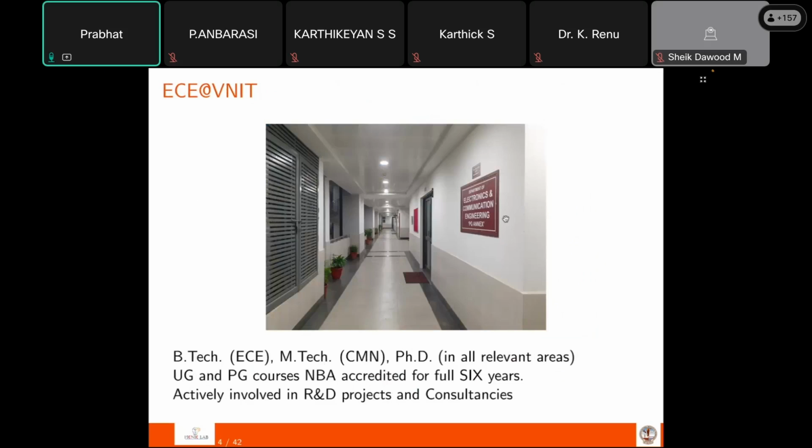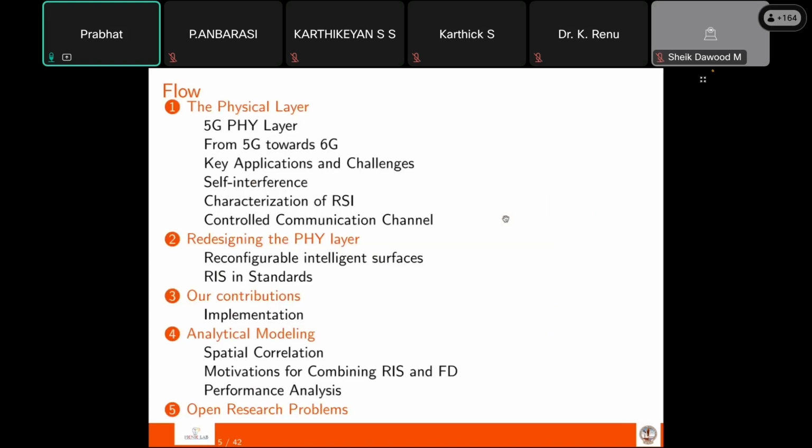This is the Department of EC where I work. We offer BTech, MTech, and PhD programs, and our UG and PG courses are accredited by NBA. The entire department is actively involved in research and development projects and consultancies in all the areas like communication, signal processing, biomedical, photonics, and antennas, all of which we cover in our research and consultancies.